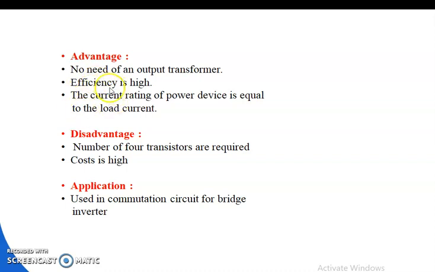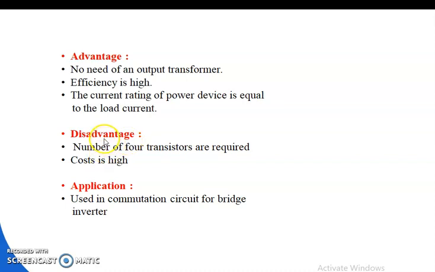Then, the advantages of full bridge inverters. The first advantage is that there is no need for an output transformer. Efficiency is high. The current rating of the power device is equal to the load current.